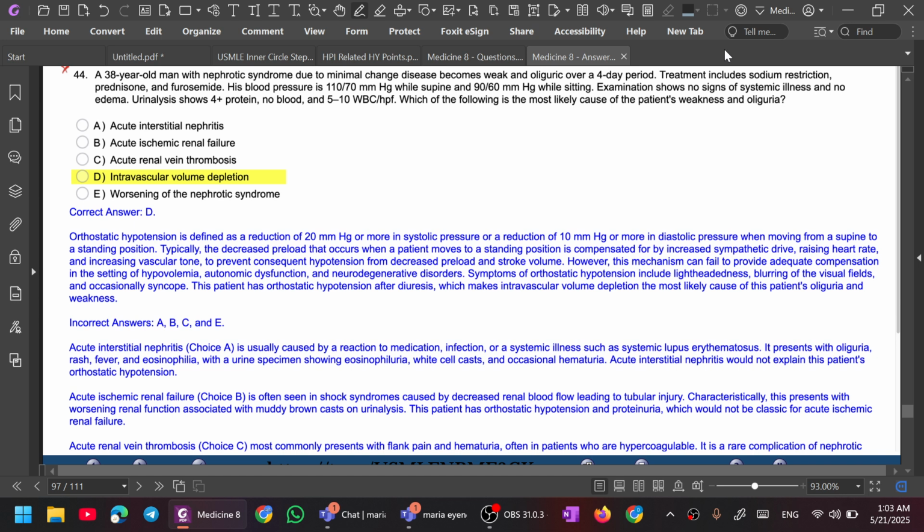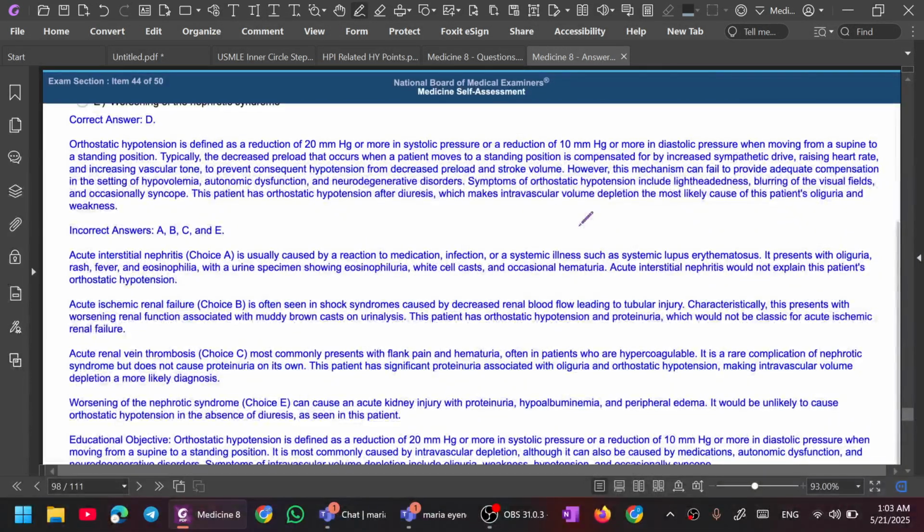Okay. It's not B or C because acute ischemic renal failure is often seen in shock syndrome caused by decreased renal blood flow leading to tubular injury. Characteristically, this presents with worsening renal function associated with muddy brown casts on urinalysis. This patient has orthostatic hypotension and proteinuria, which would not be classic for acute ischemic renal failure.